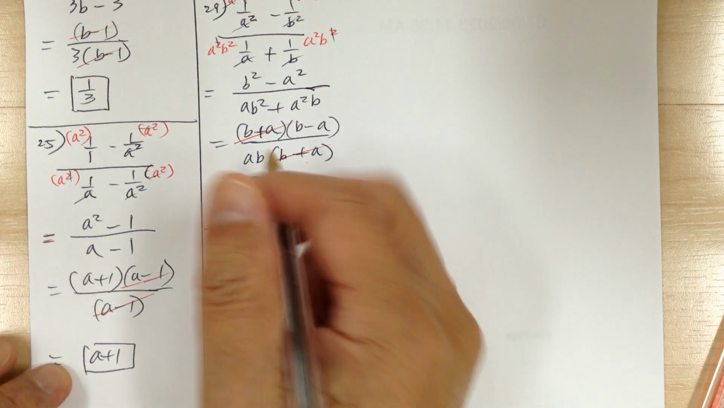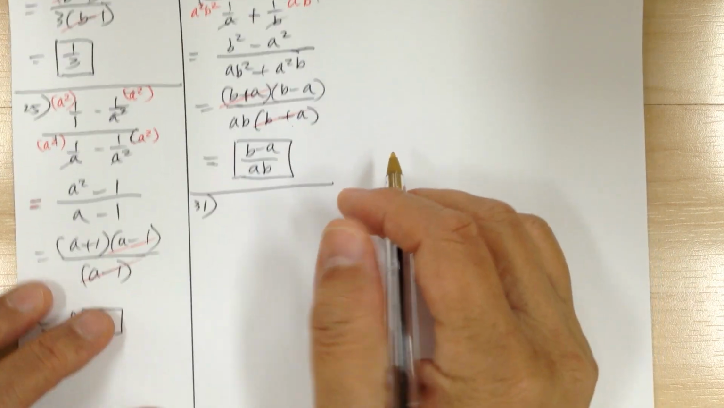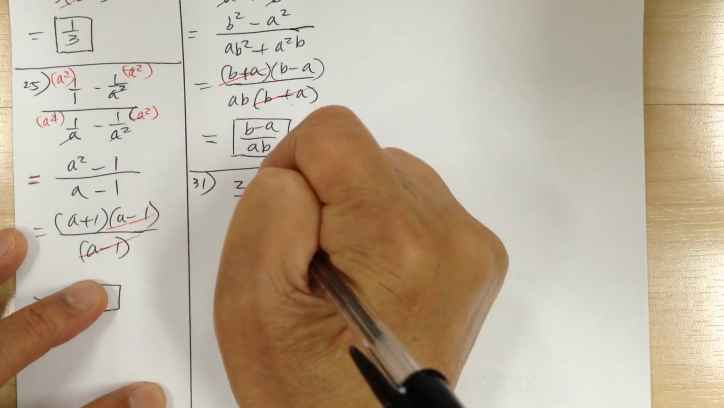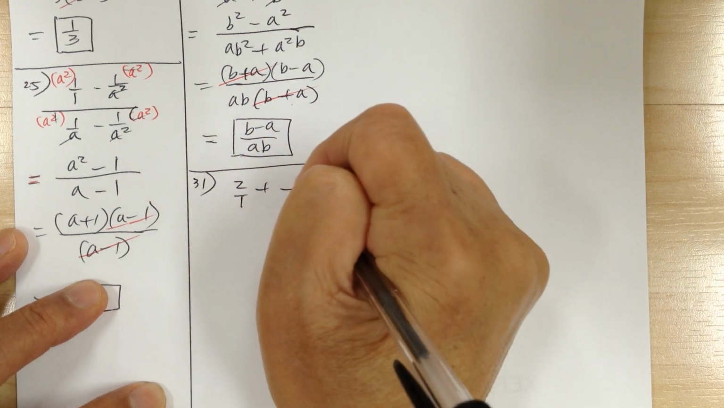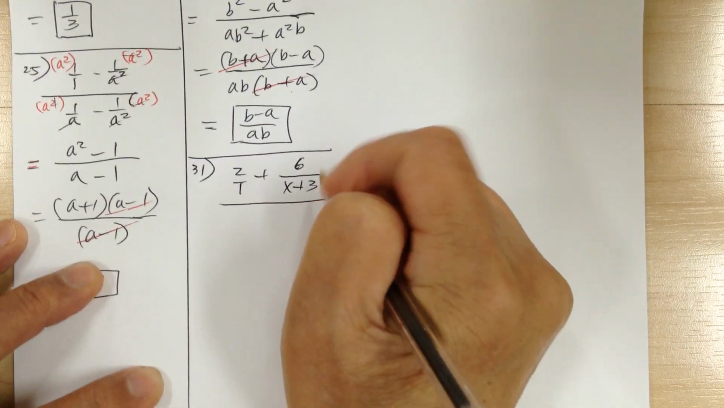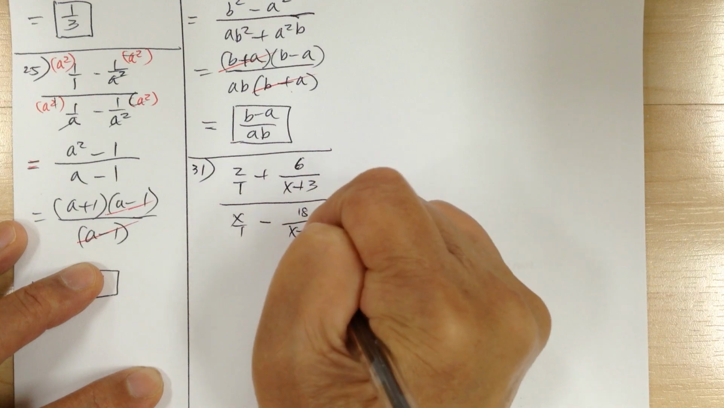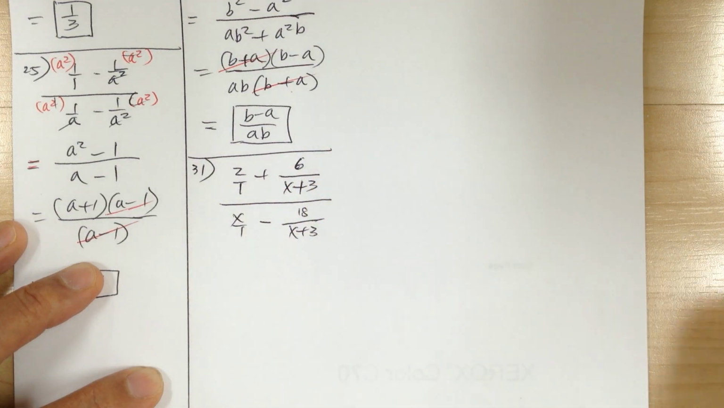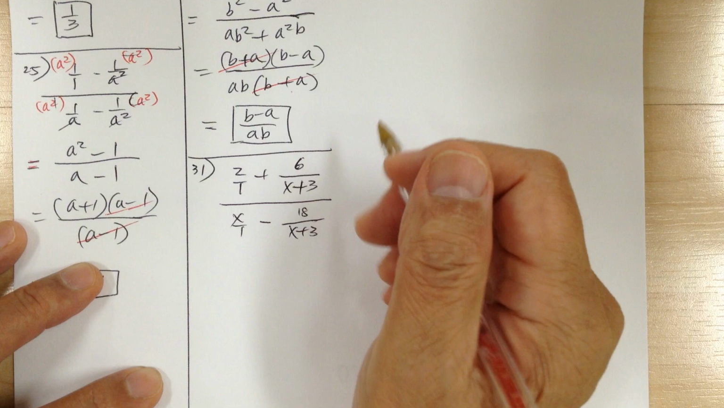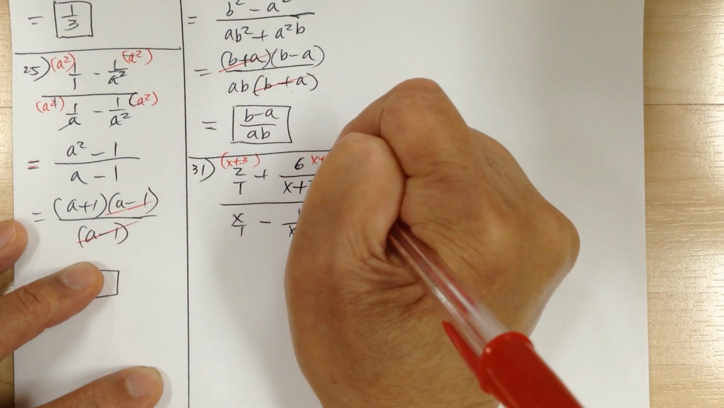Okay, let's go to number 31. So you've got 2 over 1 plus 6 over x plus 3, over x over 1 minus 18 over x plus 3. In this case, the LCD is x plus 3. So multiply by x plus 3.